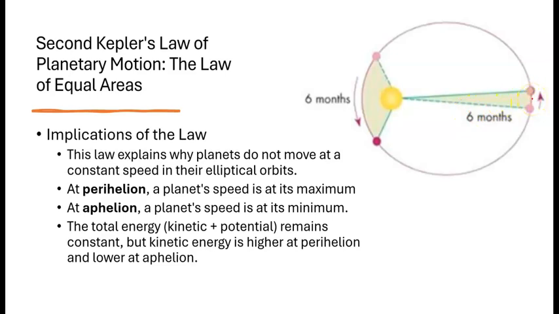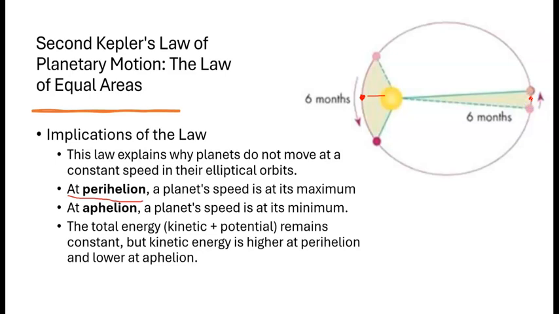At perihelion here, the planet speed is the maximum. Oh, I made some mistake just now. At perihelion here, a planet has the maximum speed because it's close to the sun. And at aphelion here, which is the farthest distance from the sun, the planet speed is at the minimum.